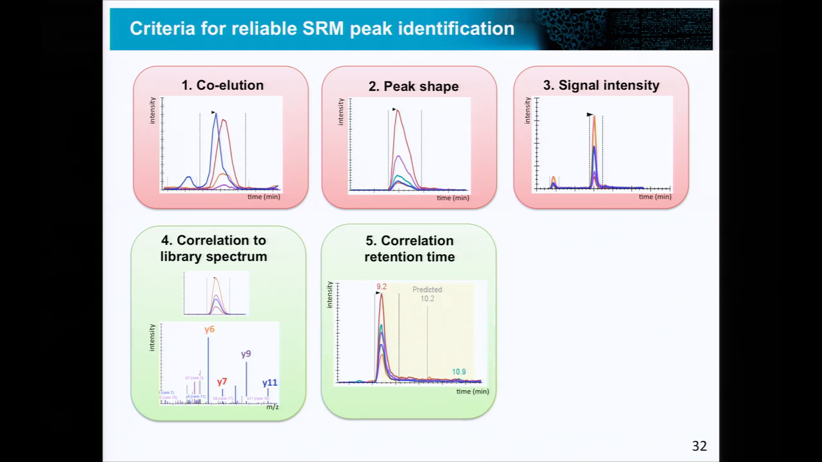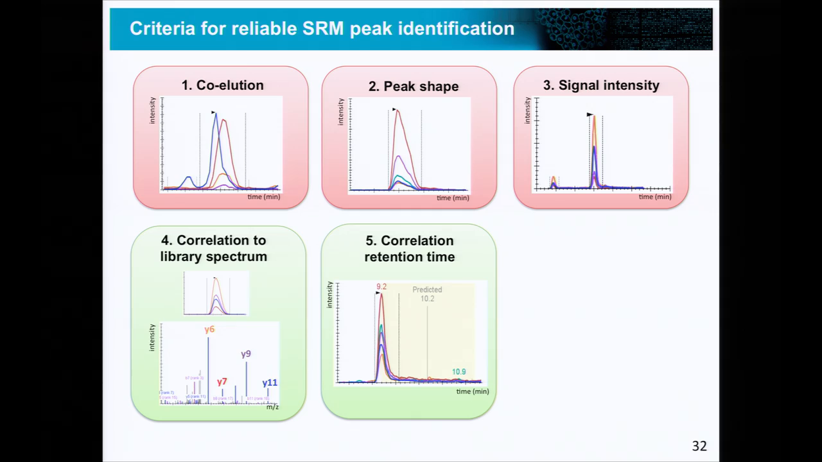A fifth criterion is correlation in retention time. So if you have prior information about where your peptide likely will elute on your column, you're more confident that you're looking at the right thing. And Skyline actually can predict retention times in your measurement for you, you will do this and you will see how this works.